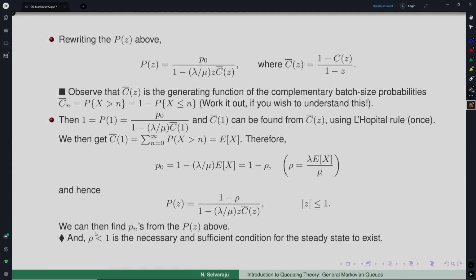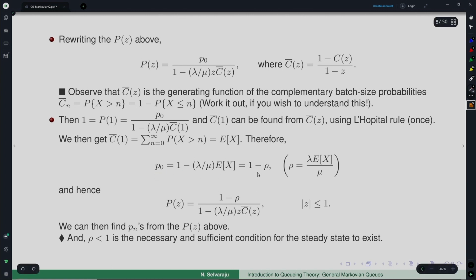Now, if we are interested in finding the Pn's explicitly, we can find them from here, where we have obtained the expression C bar of Z. So, plug in 1 minus C of Z by 1 minus Z here. Everything is expressed in terms of the input parameters. If you know the form of C of Z, for example, then you can immediately plug it in and get it, if there is a requirement and if it is feasible to do that.